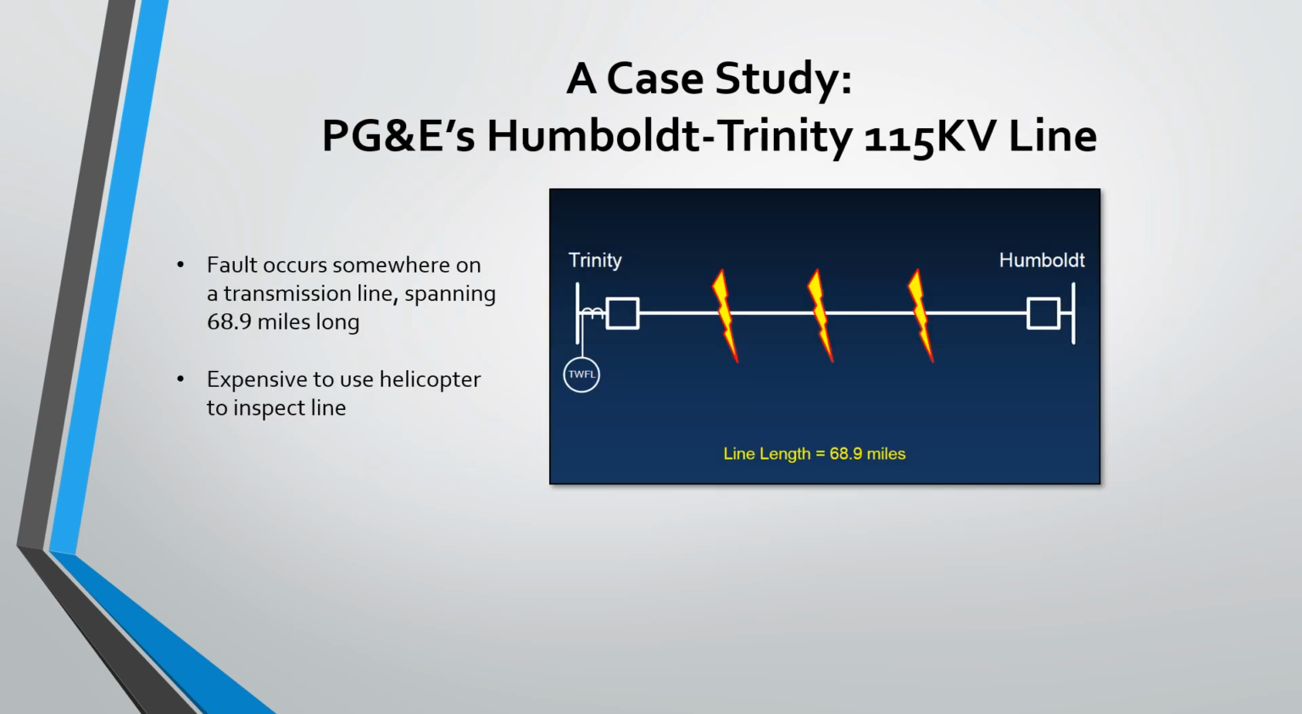With what we've just learned in mind, we take a look at a case study by PG&E on their Humboldt Trinity 115 kilovolt line. There was a fault somewhere along the 68.9 mile long line. They decided to try to use traveling waves to detect a fault as a way to avoid the use of expensive equipment like a helicopter and a search crew to try to find the source of the problem.